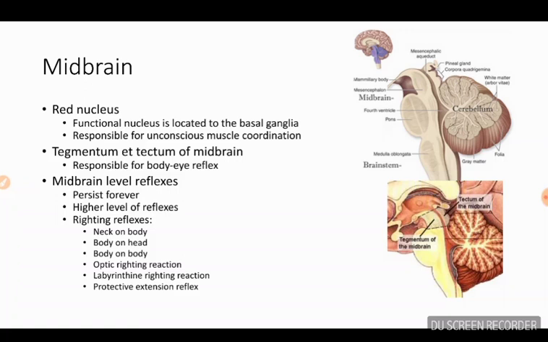In your midbrain, you have some reflexes that persist forever, and those are your righting reflexes. Example of that is your neck on body, body on head, body on body, optic righting reaction, labyrinthine righting reaction, and protective extension reflex, or also known as your parachute reflex.